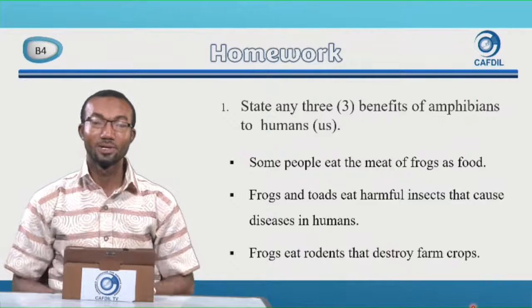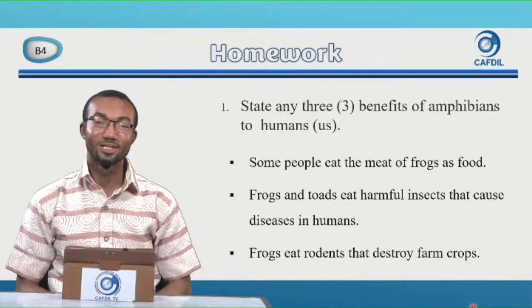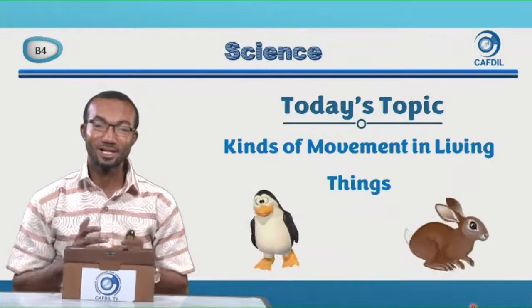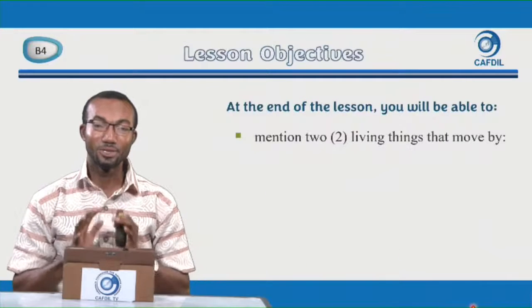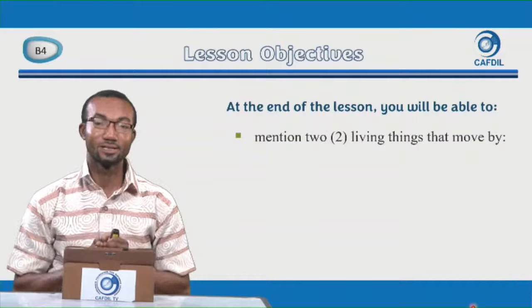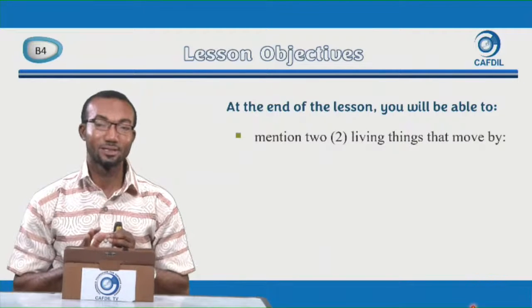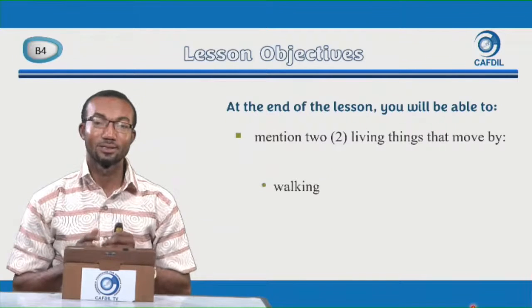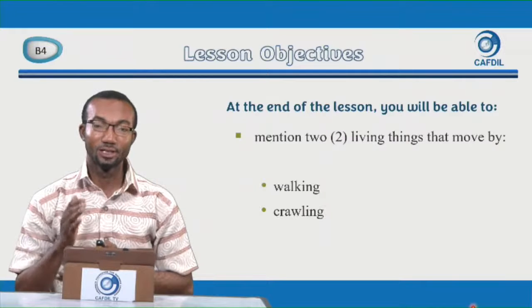So, my lovely kids, I believe you had the answers to these questions correct. Good. Now let's move to today's topic, kinds of movement in living things. If you pay attention at the end of this lesson, you'll be able to mention at least 2 living things that move by walking. So walking is a type of movement made by living things.